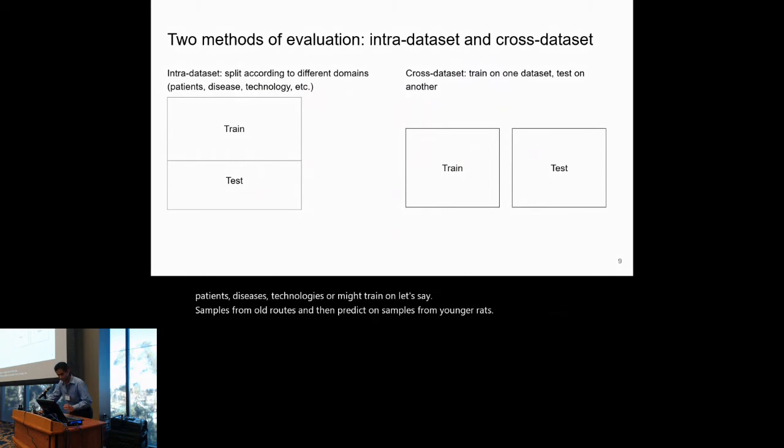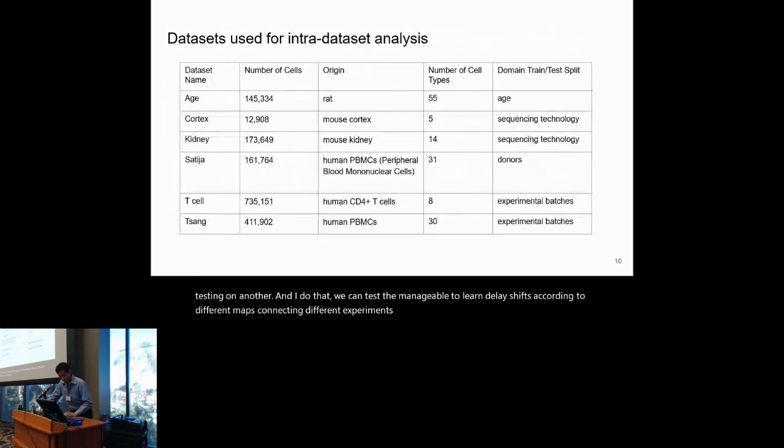And then finally, we also use the cross-dataset strategy, which is training on one dataset and testing on another. By doing that, we can test the model's ability to learn domain shifts according to different labs conducting different experiments. And so these were the datasets we used for the intra-dataset analysis. As you can see, they vary significantly in terms of the number of cells, tissue of origin, number of cell types, and what domains we split the data across. So age, sequencing technology, different donors, experimental batches.